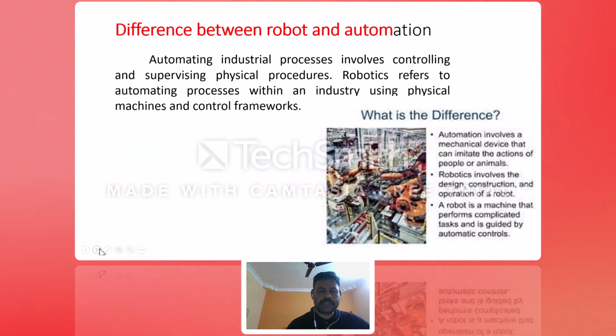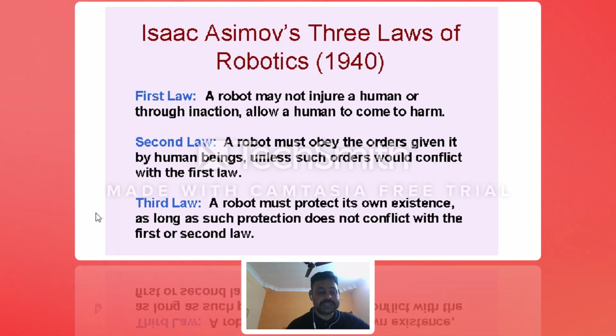Difference between robot and automation. Automation means we are using robots and automating the manufacturing system. Automating an industrial process involves controlling and supervising the physical procedures, whereas a robot refers to automating the process within the industry using a physical machine or control framework. This is the basic difference between robot and automation.